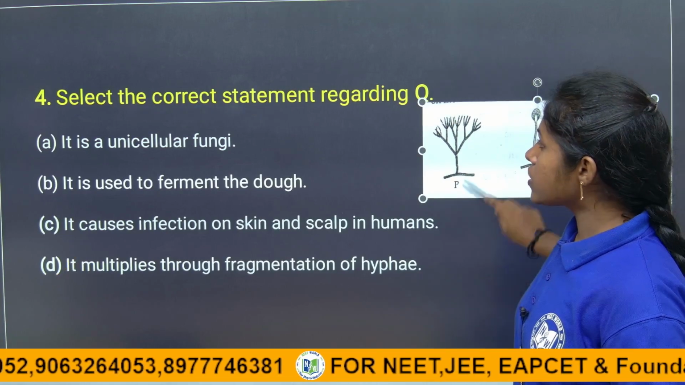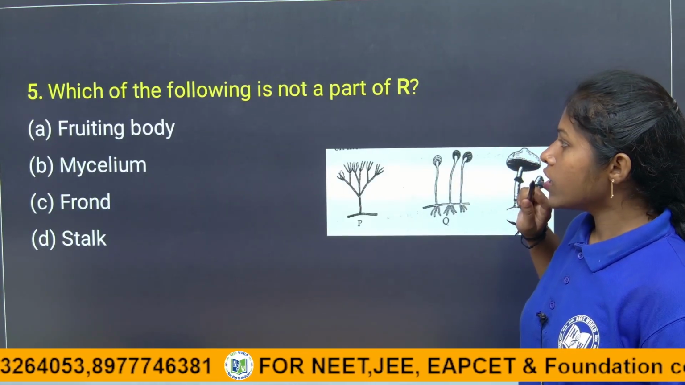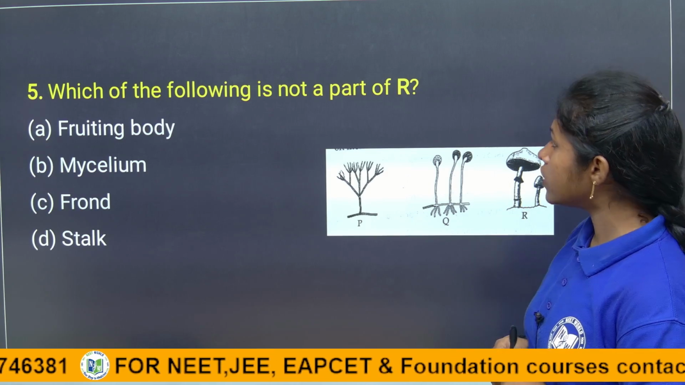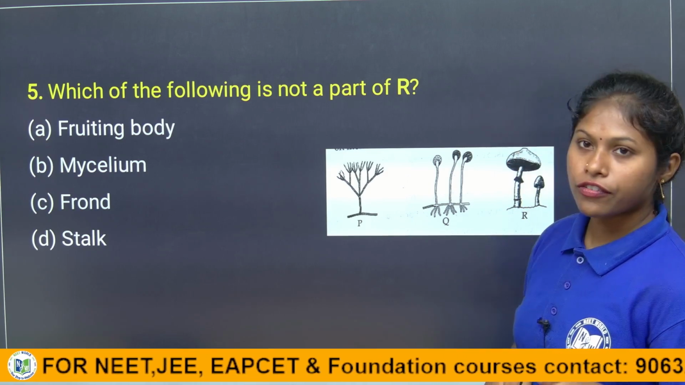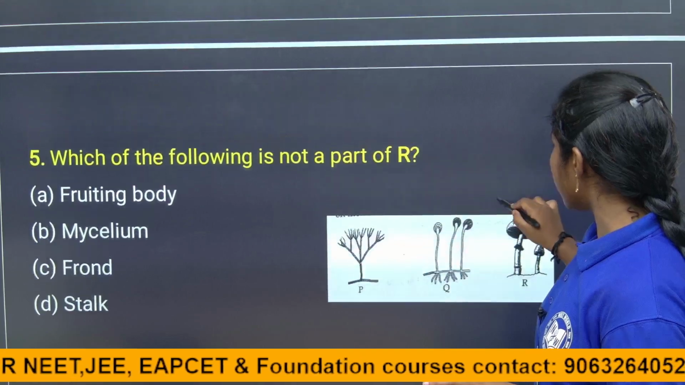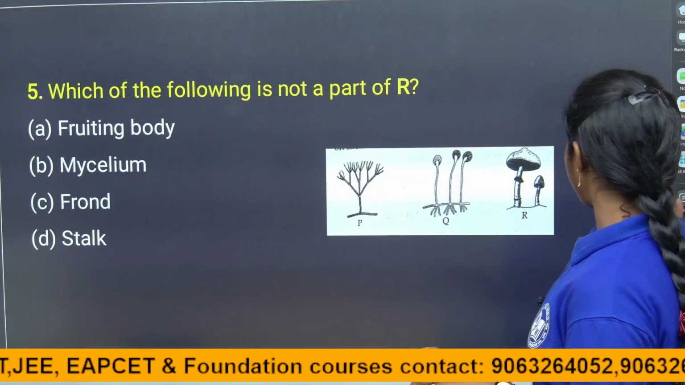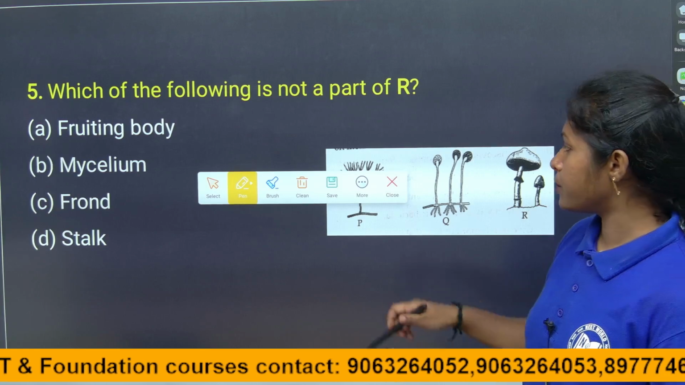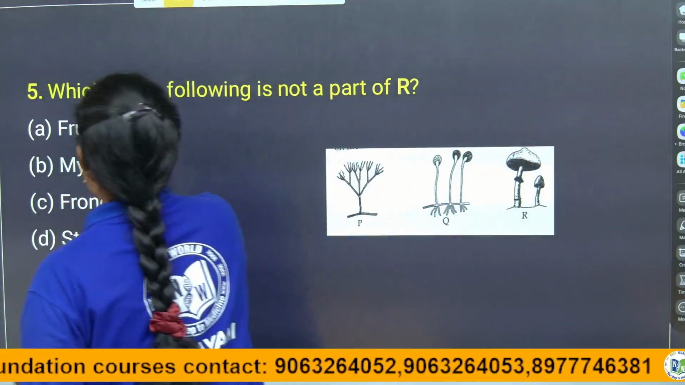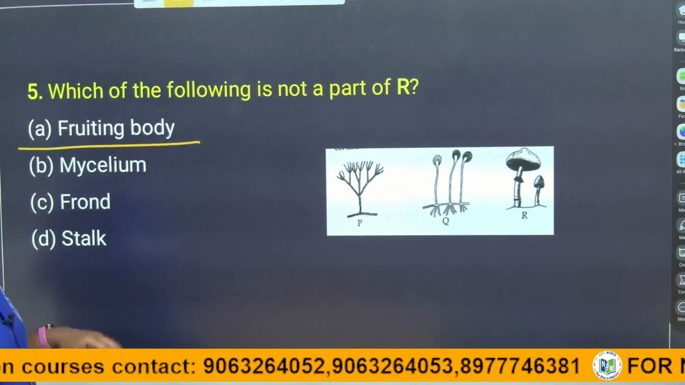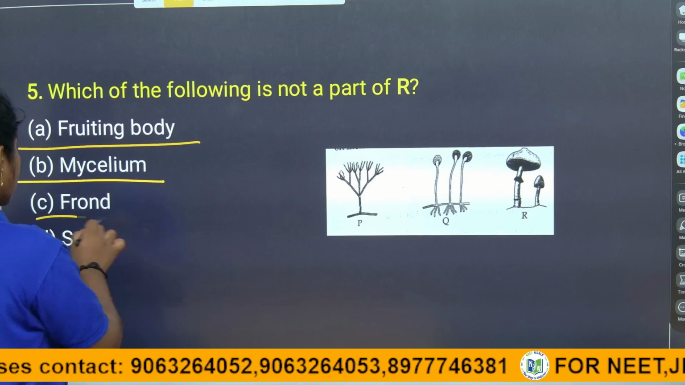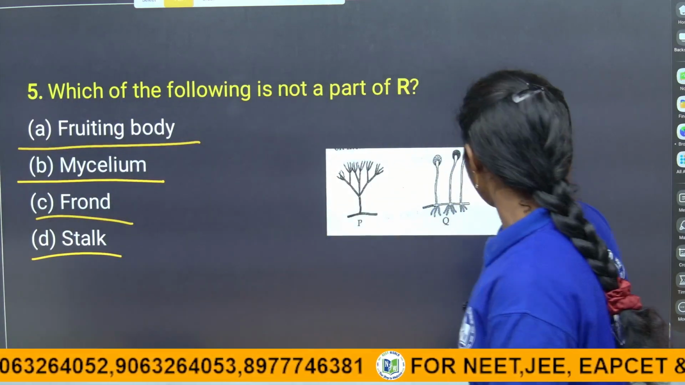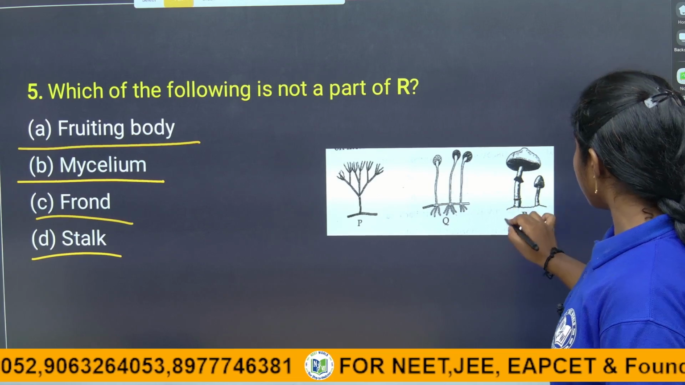So coming to the next question, children. They are asking which of the following is not part of R. R is a mushroom. So here they are asking which is not a part of the mushroom. Here A is the fruiting body. Mycelium, frond, and stalk are given.